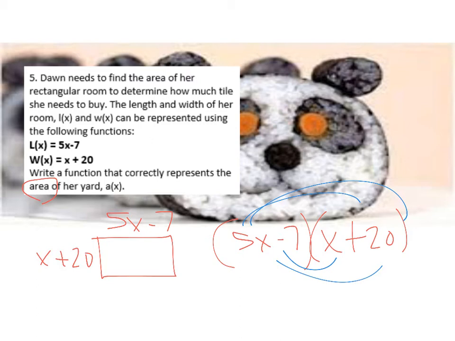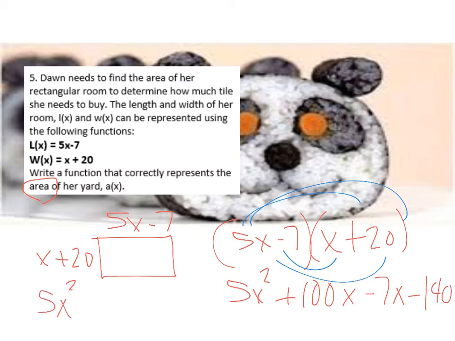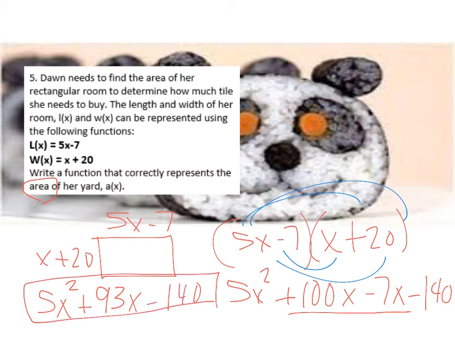So 5x times x is 5x squared. 5x times 20 is 100x. Negative 7 times x is negative 7x, and negative 7 times 20 is minus 140. Now, if you combine like terms, like so, 100x plus negative 7x is 93x minus 140. So there we go. That is an expression for the area of that rectangle.